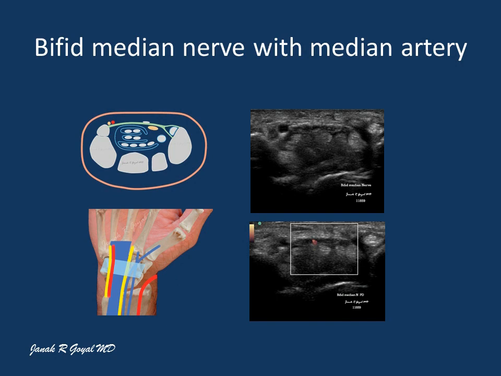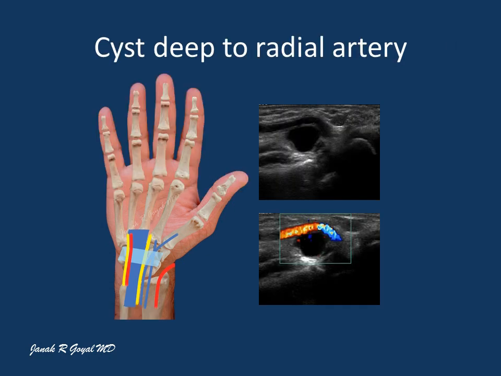This is an 81-year-old man with numbness of the hands. The sonogram shows a bifid median nerve and a persistent median artery. This patient presented with a pulsatile swelling on the volar aspect of her wrist, and the sonogram showed a cystic swelling deep to the radial artery.